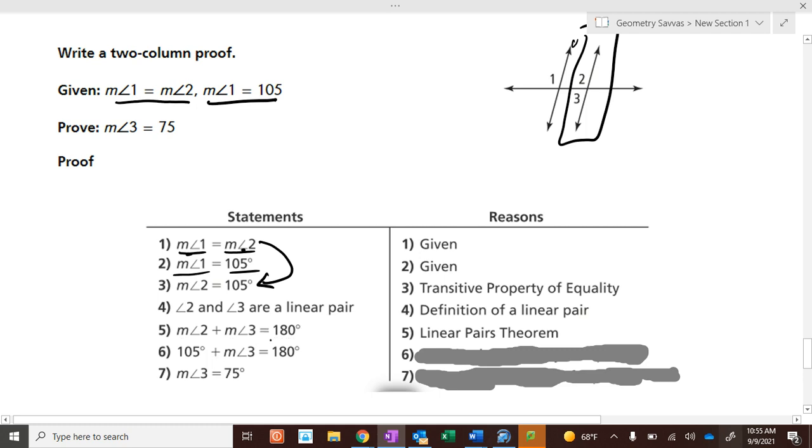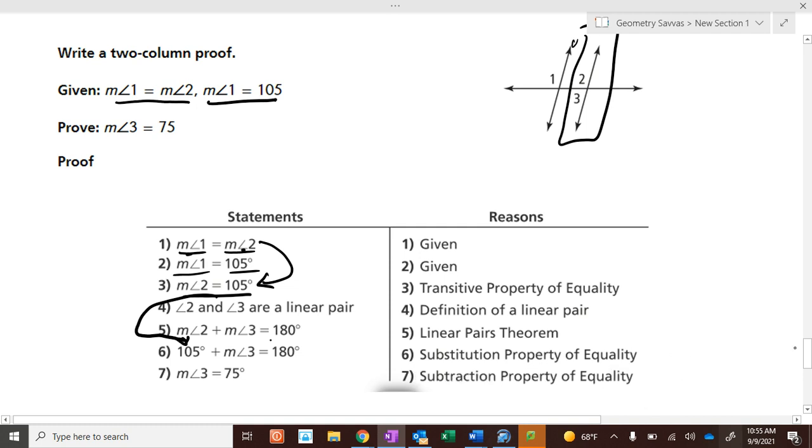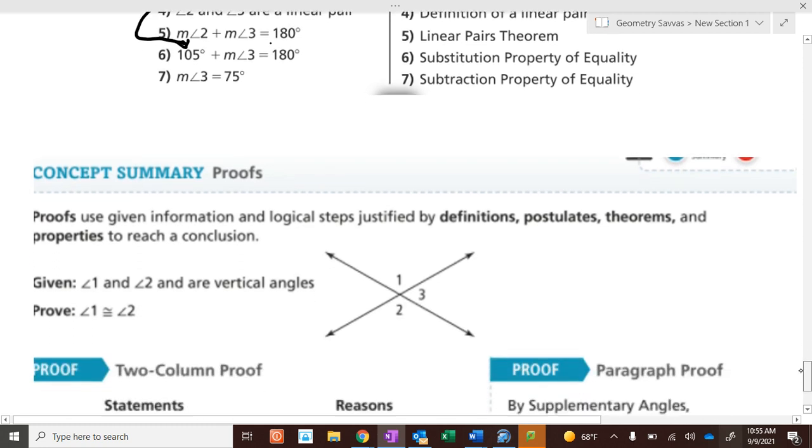Now, let's look at this. I said angle 2 is 105 right here. See how I conveniently got rid of the 2 and made that a 105? When you replace, it's called substitution. And then what do I do to each side? I took away 105 from each side, which is subtraction. So that's what proofs are.